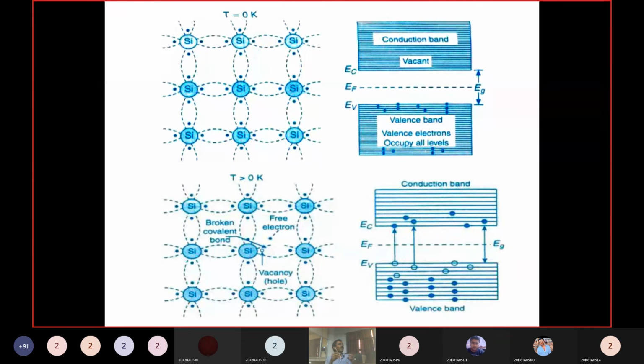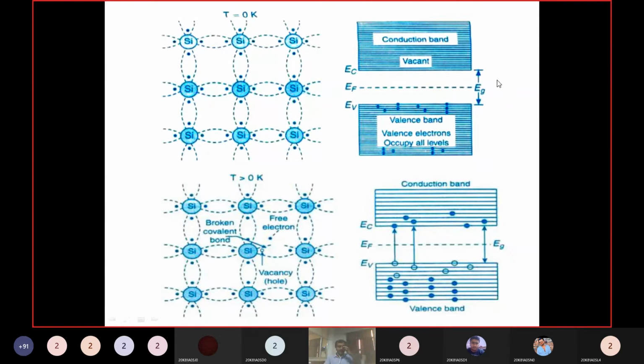If you take any metal, there are so many free electrons. Those free electrons, without any external energy, move from one side to another. If you apply a potential, all electrons will move in a particular direction. That's why there is a current passing through the conductors.